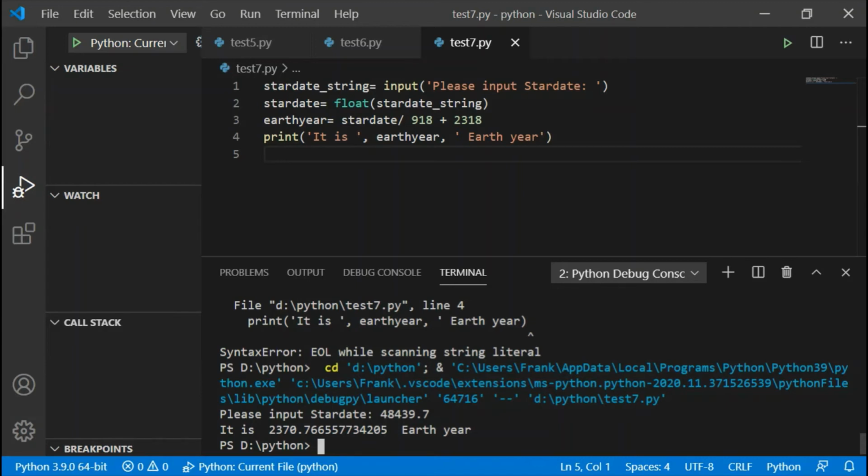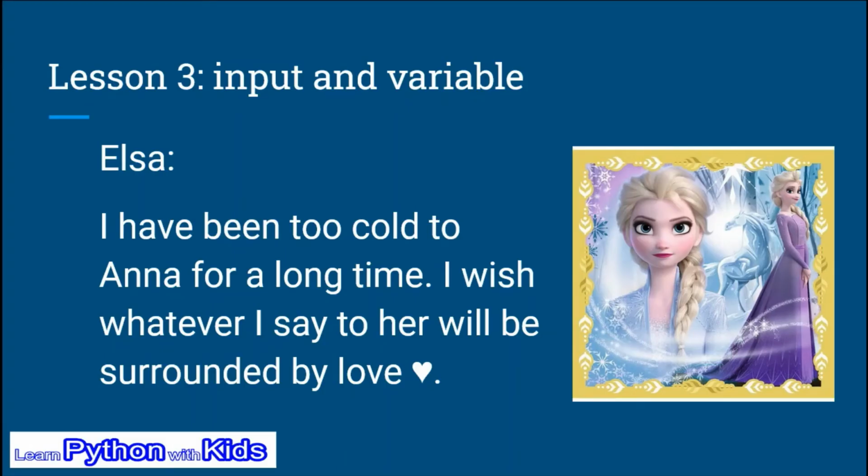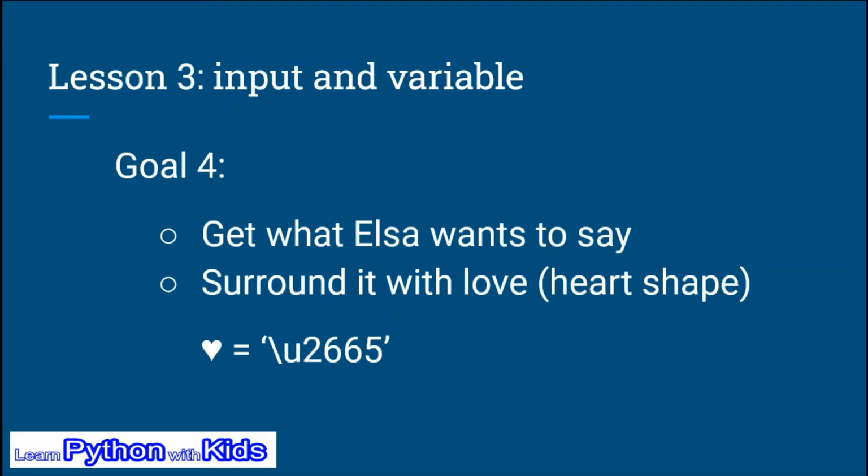Let's resolve our next problem with our coding skills. Here is another story. Elsa thinks, I have been too cold to Anna for a long time. I wish whatever I say to her will be surrounded by love. Let's help Elsa with this using our coding skills. The program should get what Elsa said and surround it with heart shapes.